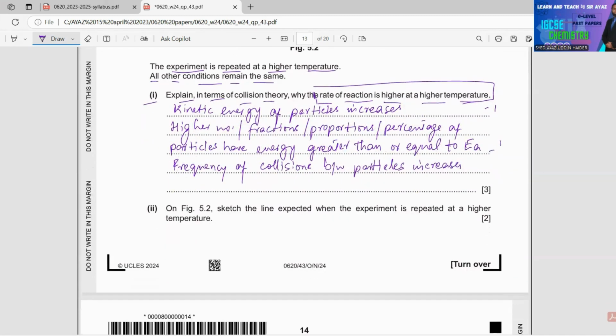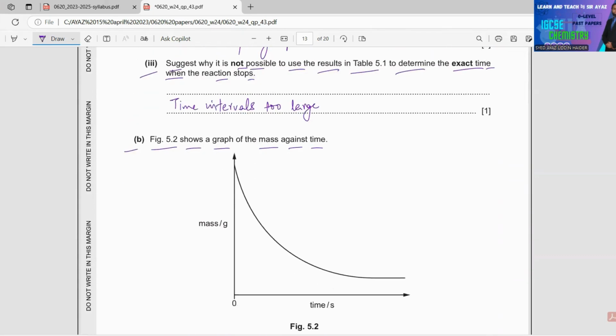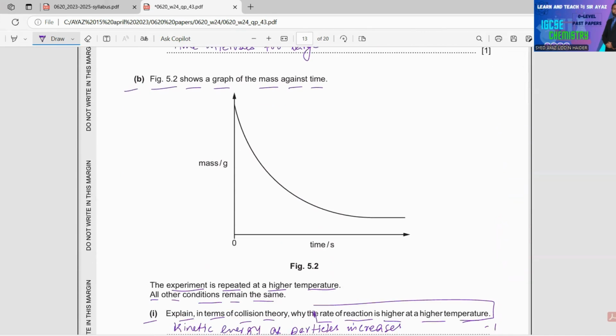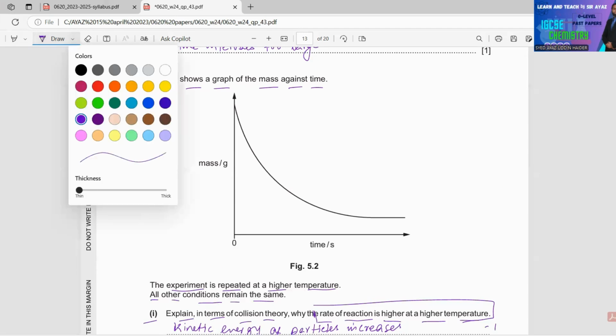Moving to next part. Part 2, on figure 5.2, sketch the line expected when the experiment is repeated at a higher temperature. Now you have raised the temperature. So definitely it will only increase the rate of the reaction. The total loss in mass will remain the same. But what will happen to the graph? I'm using a different color here. So the graph will definitely start at the same mass.